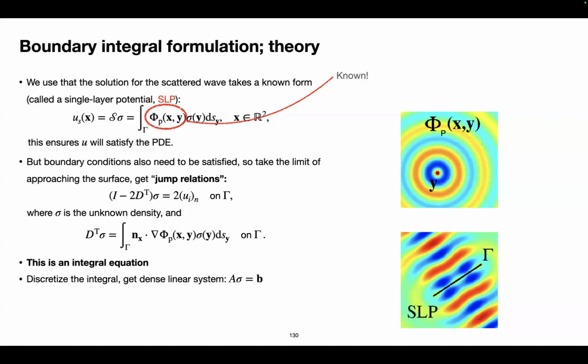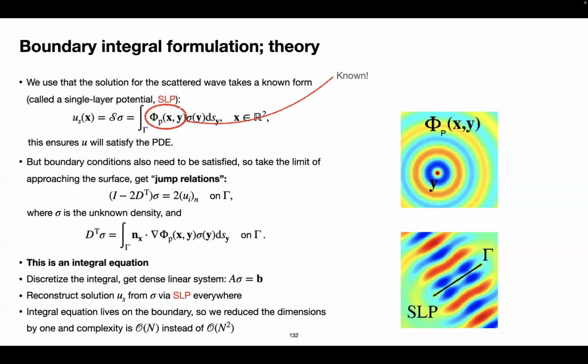And the way I'm going to solve this integral equation is I'm going to discretize it, meaning I'm going to replace all of the integral signs with sums. And I'm going to do that in a way that approximates the integral well. And then I'm going to, instead of an integral equation, get a large matrix equation. And that matrix equation I can solve numerically. So the unknown here is going to be this sigma. And once I find sigma numerically, I'm going to substitute it back into this first equation here and get what the solution is everywhere in space.